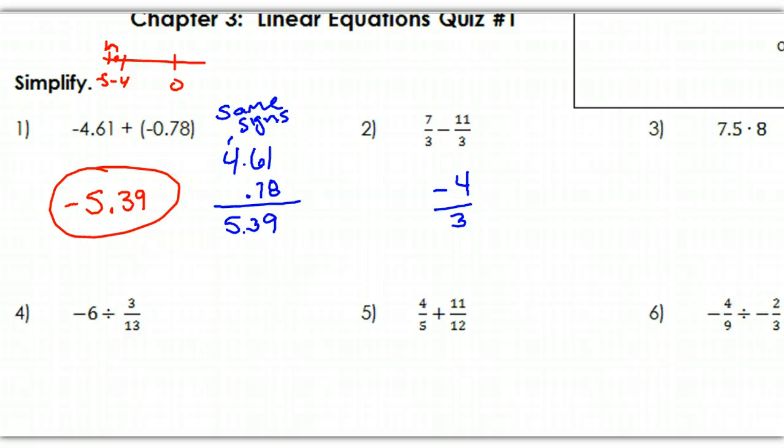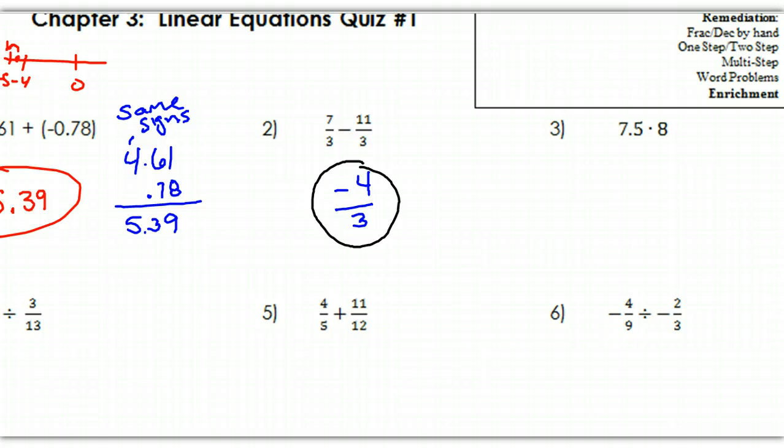From now on, we don't really need to ever write fractions as mixed numbers. So some of us would like to think about it as negative 1 1/3, which is right, but we don't even need to do that. Later on in high school, you really only ever use improper fractions most of the time.